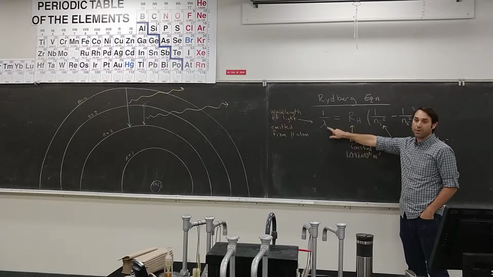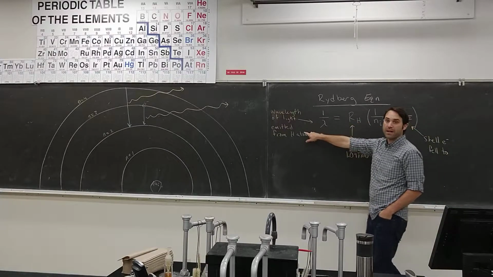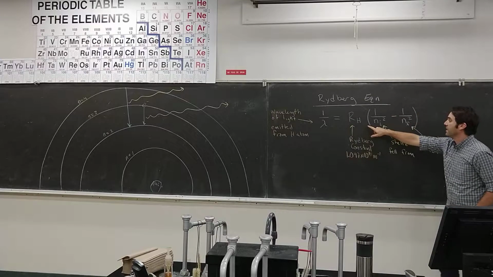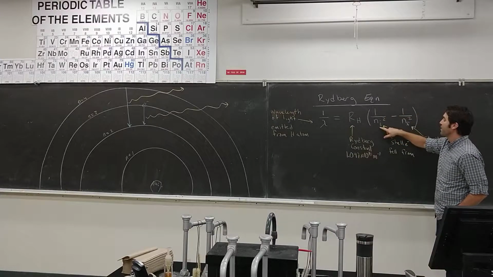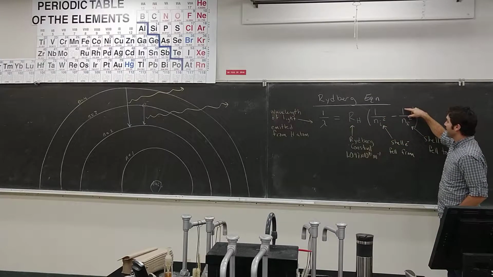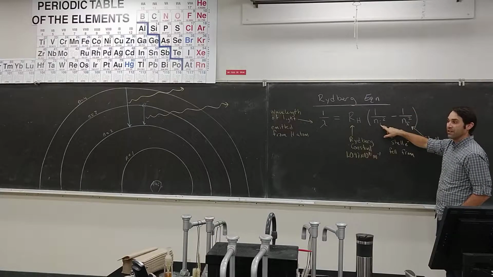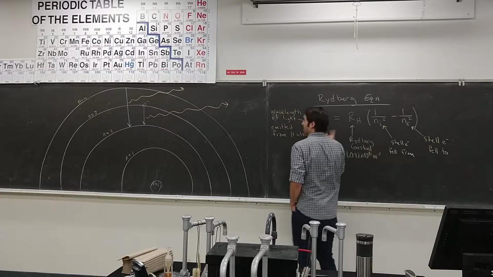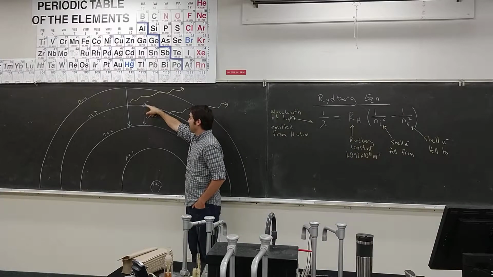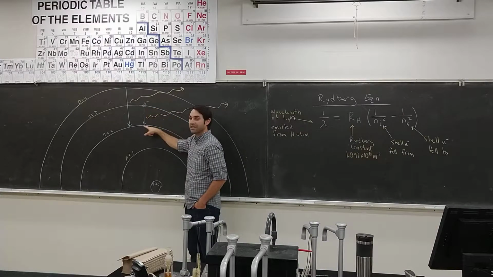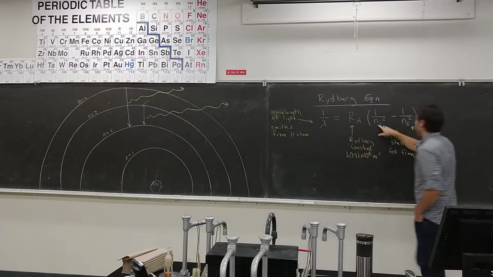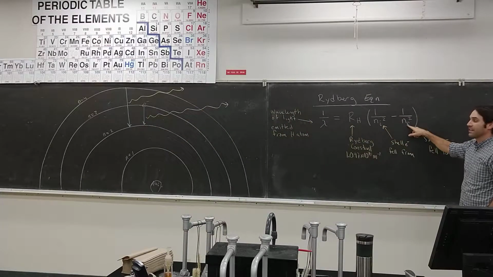1 over lambda, 1 over the wavelength of the emitted light from the hydrogen atom, equals the Rydberg constant times 1 over Ni squared minus 1 over Ns squared. Ni is just the initial shell that it fell from, so for this drop here, it would be the third shell to the second shell. So you just plug in the third shell here and the second shell there.